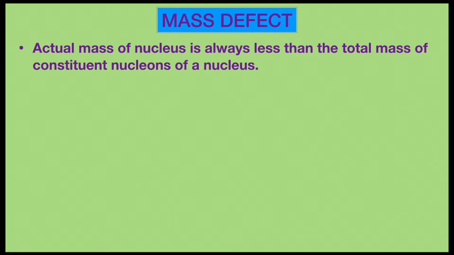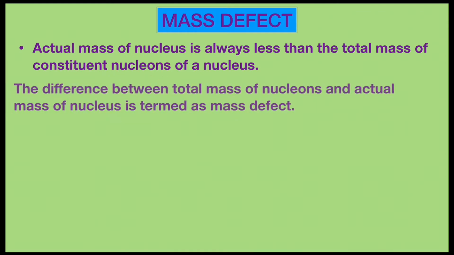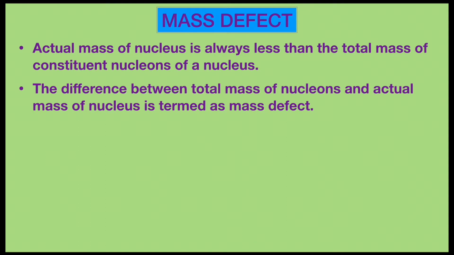We know that the nucleus comprises nucleons, and these nucleons are protons and neutrons. It is quite interesting to know that the total mass of nucleons, that is the sum of the masses of protons and neutrons, is always found to be more than the actual mass of the nucleus, and this difference is known as mass defect. So you can see the actual mass of a nucleus is always less than the total mass of its constituent nucleons, and nucleons are protons and neutrons. The difference between the total mass of nucleons and the actual mass of the nucleus is termed mass defect.